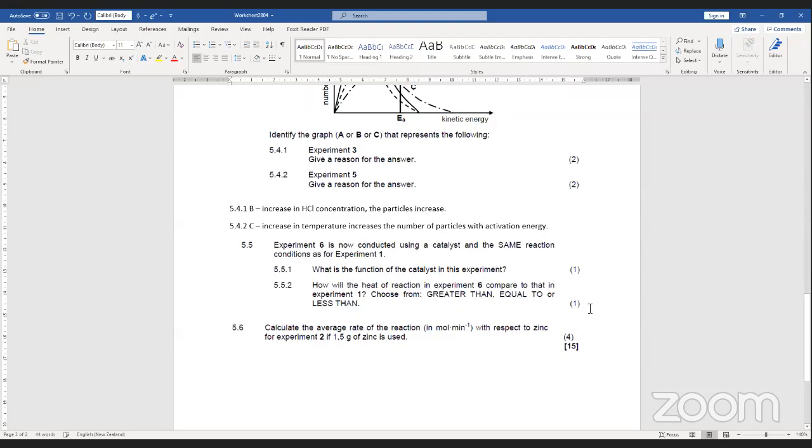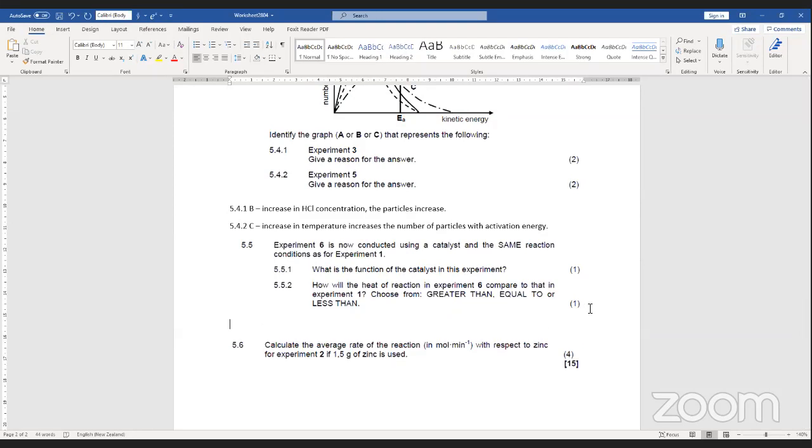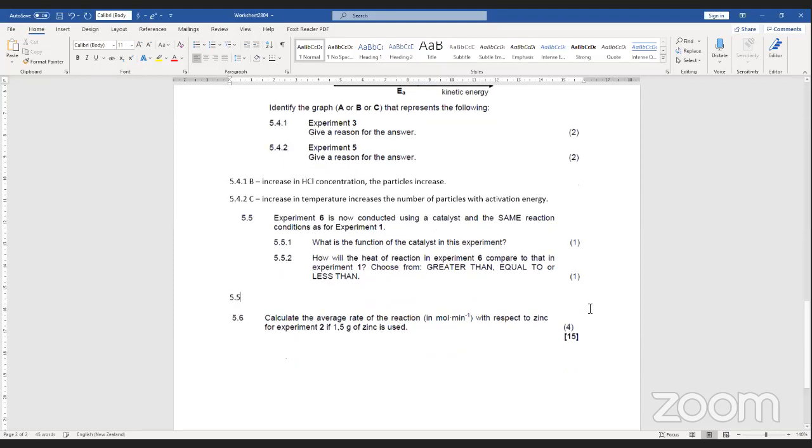So first things first, what does a catalyst do? Yeah, so a catalyst decreases the activation energy. Okay, then they ask you, how will the heat of reaction in experiment 6 compare to that in experiment 1? Choose from greater than, equal to, or less than.